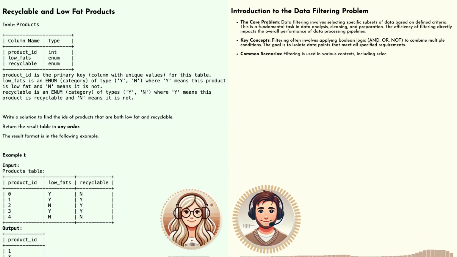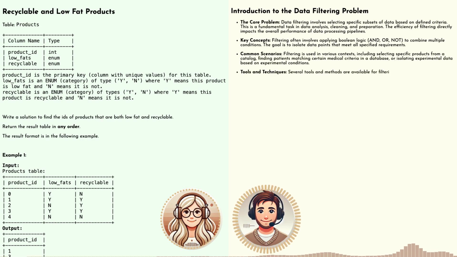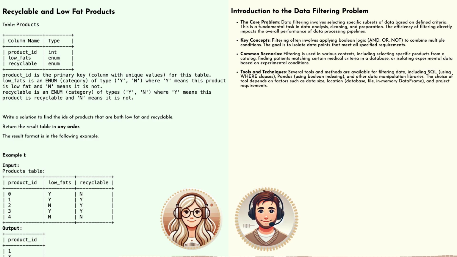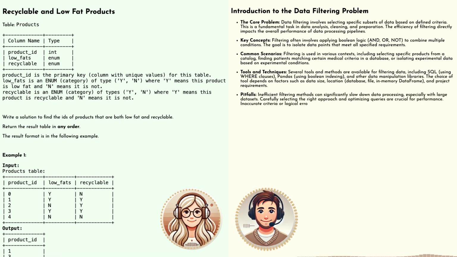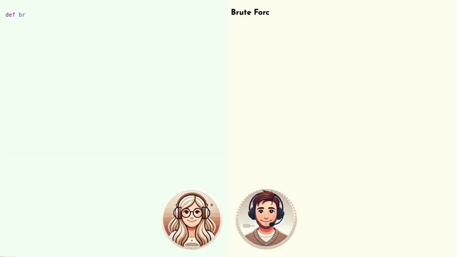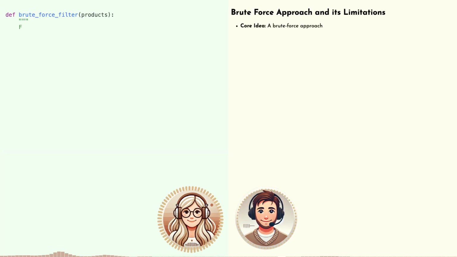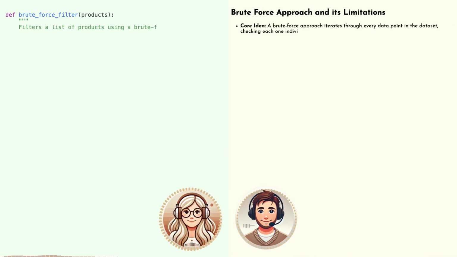We're diving into a pretty common coding problem. Imagine you've got this database, it's packed with product information, and your goal is to find specifically the products that are both low-fat and recyclable. Oh yeah, filtering. Classic problem. Pops up everywhere. Data analysis, software development, you name it.